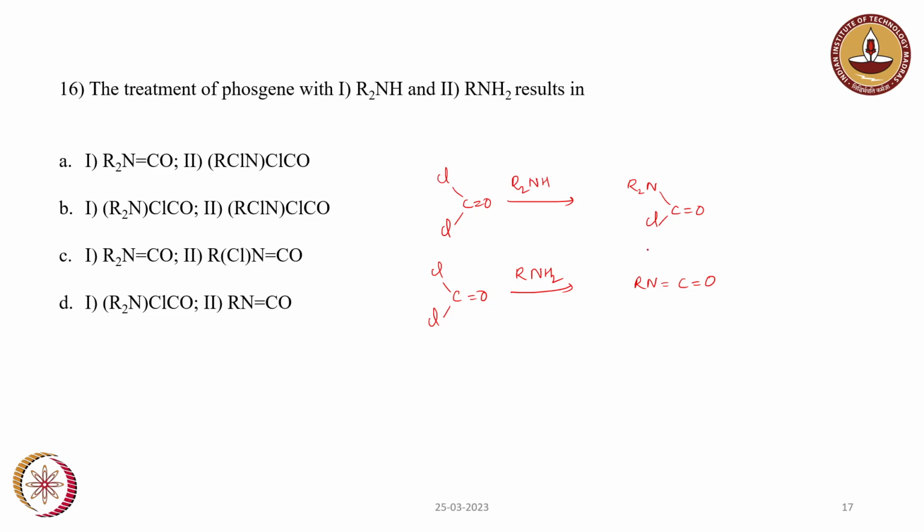So in each reaction, what happens is that the H will be removing chlorine. So here only one H is present, so it removes one HCl by removing a Cl from here, and here there are two H present, so it removes both Cl. So the answer is option D.